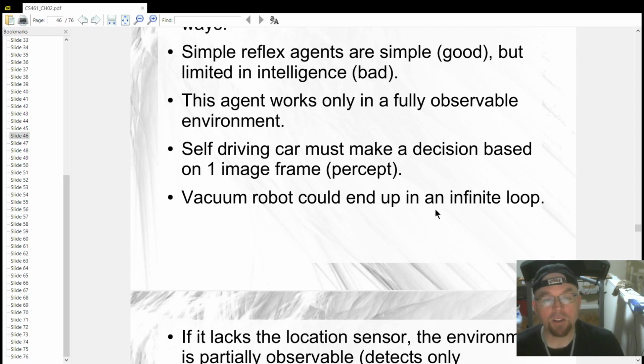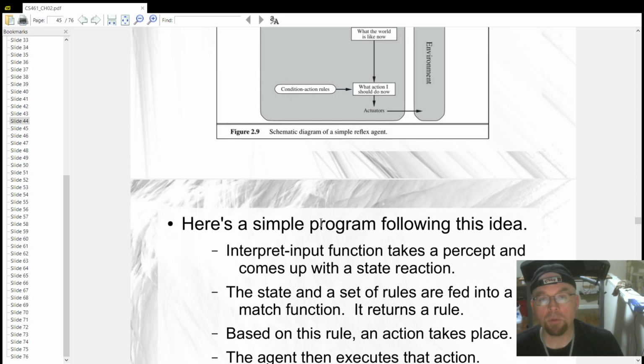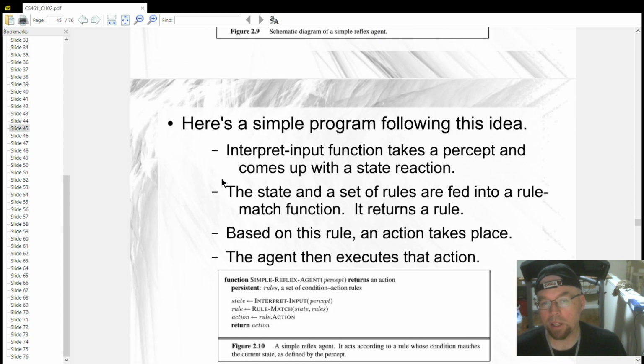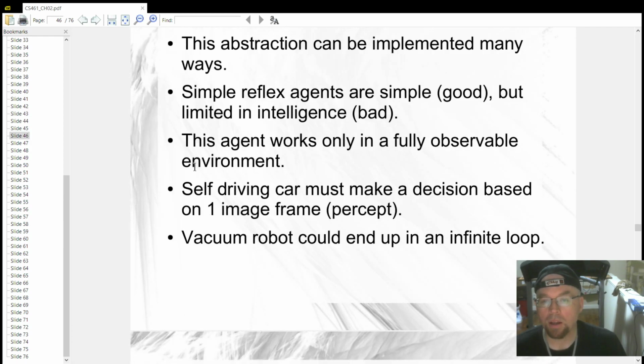The vacuum robot itself could end up in an infinite loop. If you remember when we looked at those hard-coded if-else rules: if not dirty, location A, go right. Then at the next instance of time, you run through your agent function to figure out what you're supposed to do. Well, now you're in square B and it's still clean. So what does that decision structure tell you to do? Go left. And so you're just bouncing back and forth, bing, bing, bing. So that can lead you to an infinite loop. Okay.